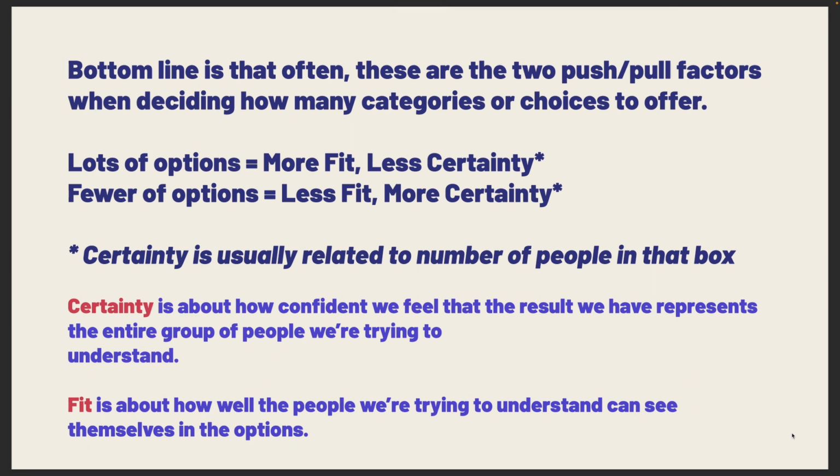So, bottom line, when we're trying to design a survey, these two things are usually in tension with each other. And the reason that they're usually in tension with each other is the decision to add more or fewer categories almost always pushes them in opposite directions. This is related to the fact that certainty, remember, that's how confident we feel that the results of our survey actually represent the real experience of the community we're trying to understand.